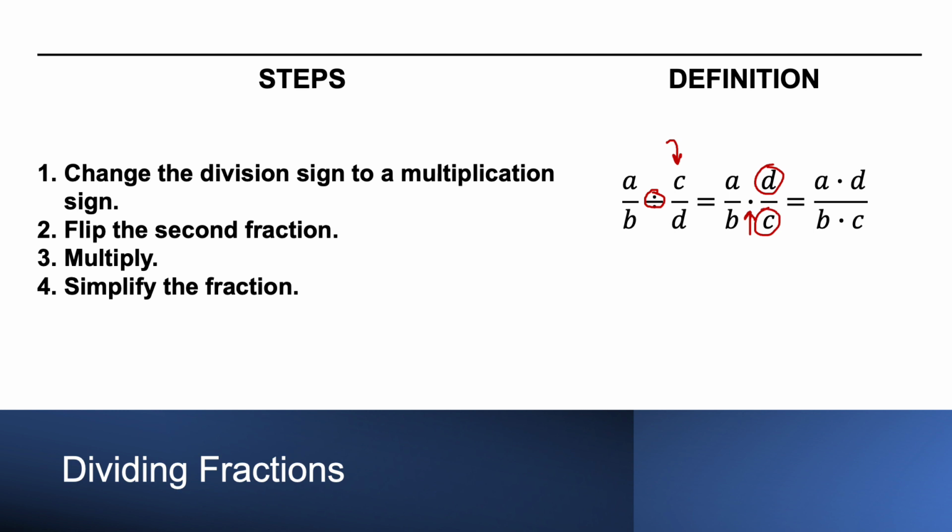Next, we'll multiply. So we're going to multiply these numerators together, so A times D, and then we're going to multiply the denominators together, B times C. And lastly, we'll simplify the answer.